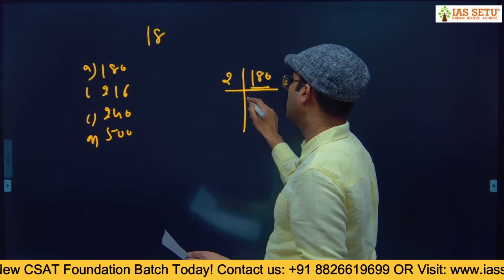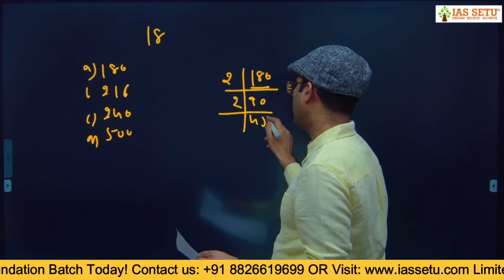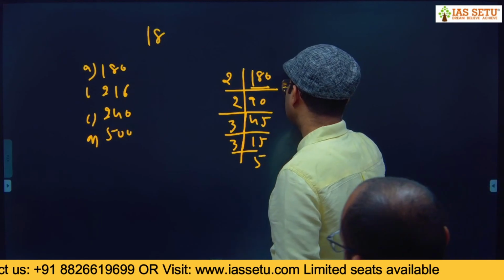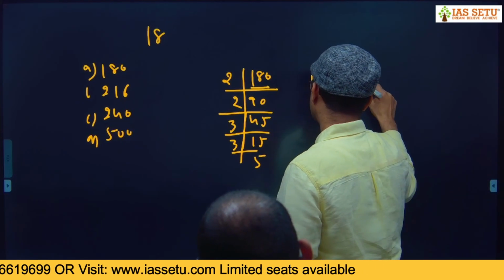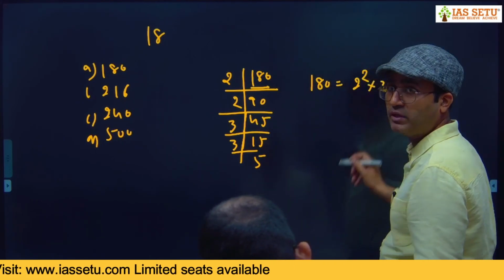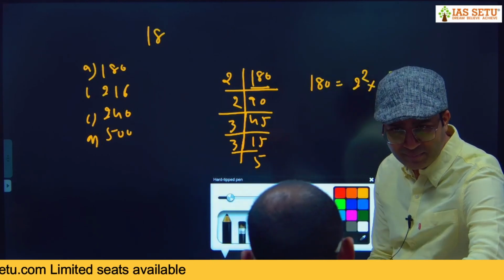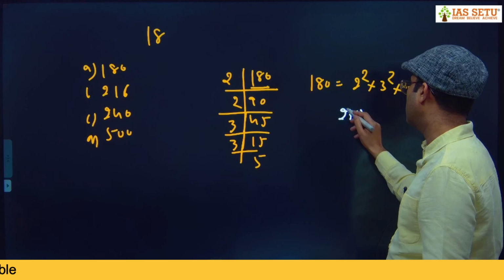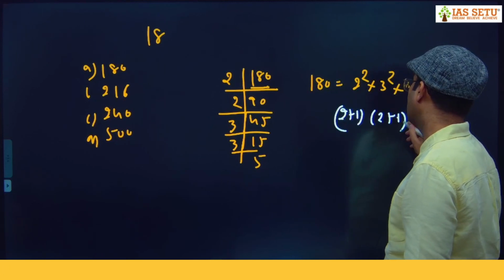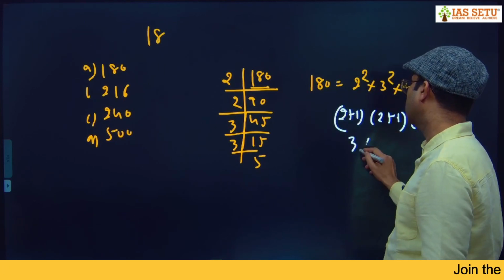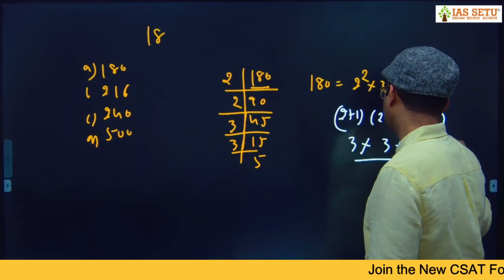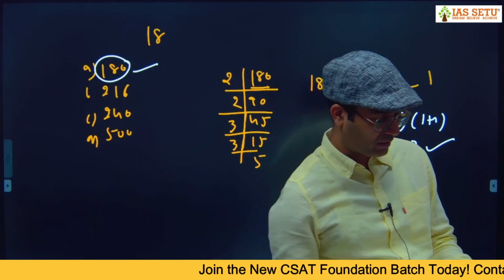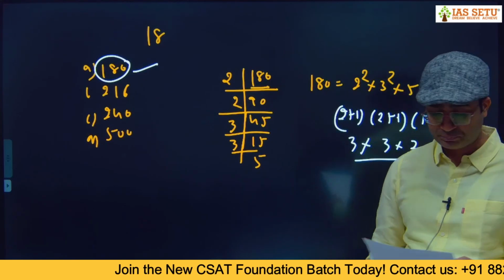You take 2 common: 90. You take 2 common: 45. 3 common: 15. 3 common: 5. So what is the prime form of 180? 2 squared, 3 squared, 5 to power 1. So here, 2 to power 2, 3 to power 2, 5 to power 1. Adding 1 to each power and multiplying, 3 into 3 into 2, you get 18 factors. So 180 satisfies your question. This is the smallest among the given numbers that has 18 factors.